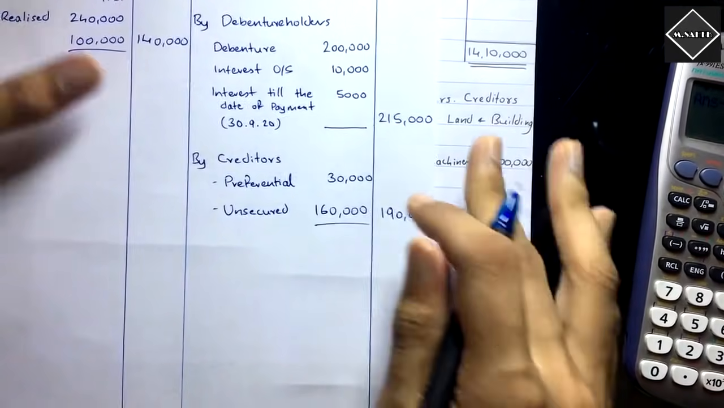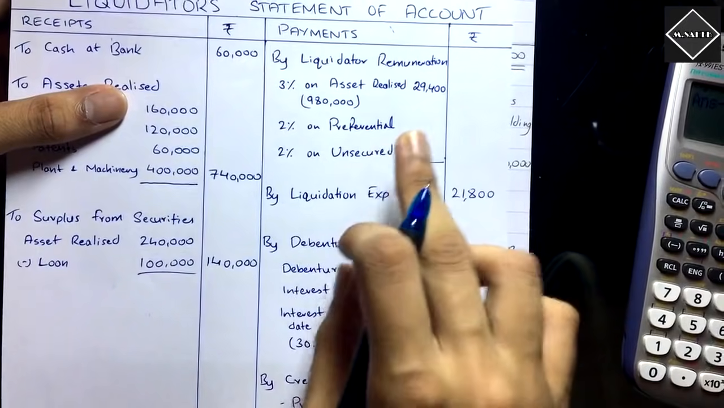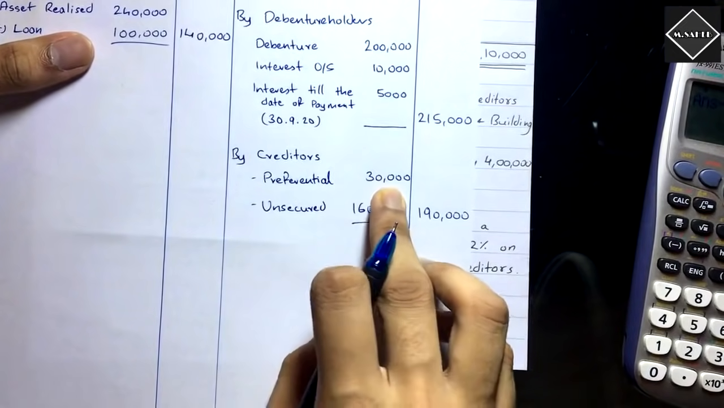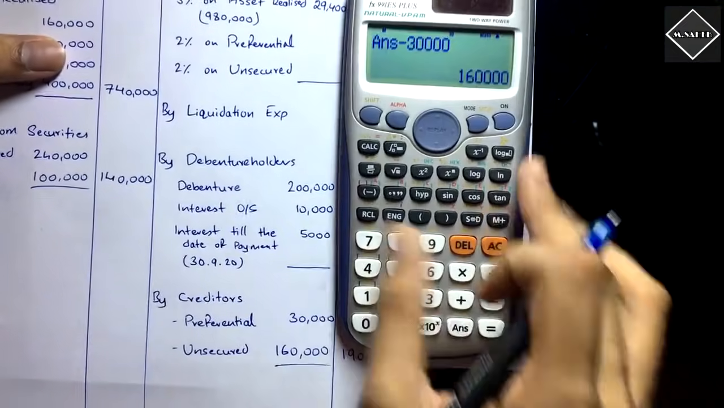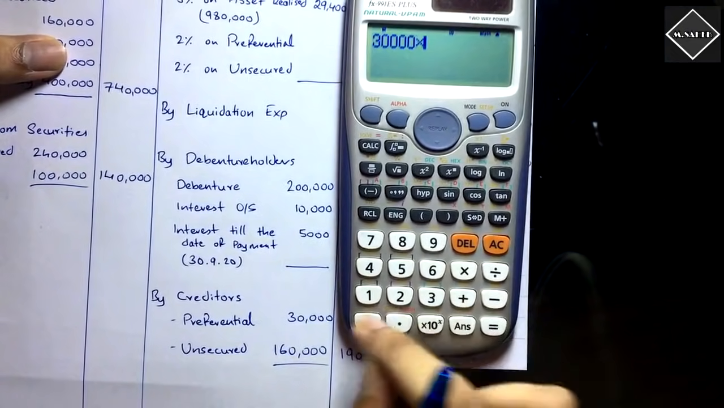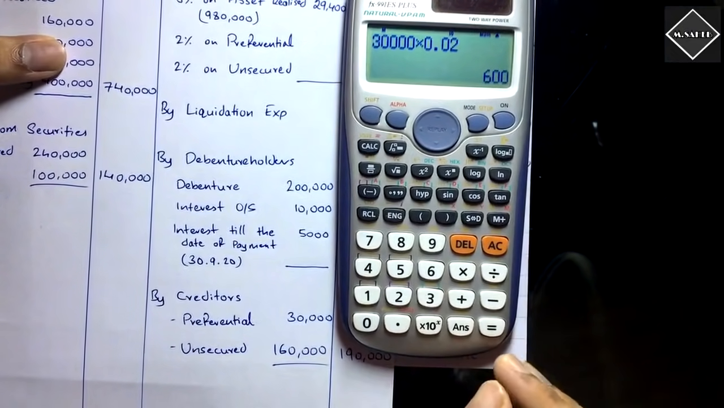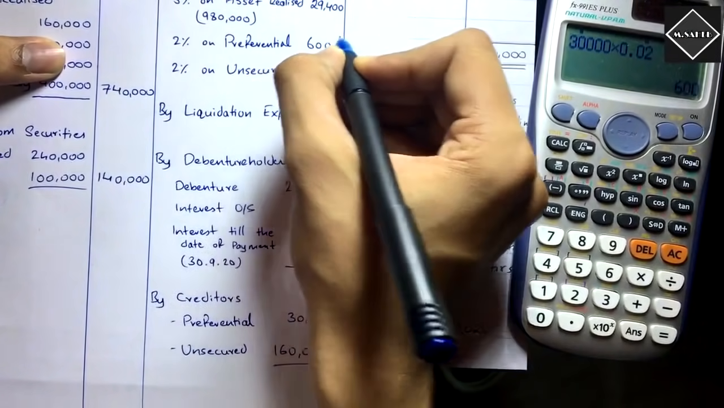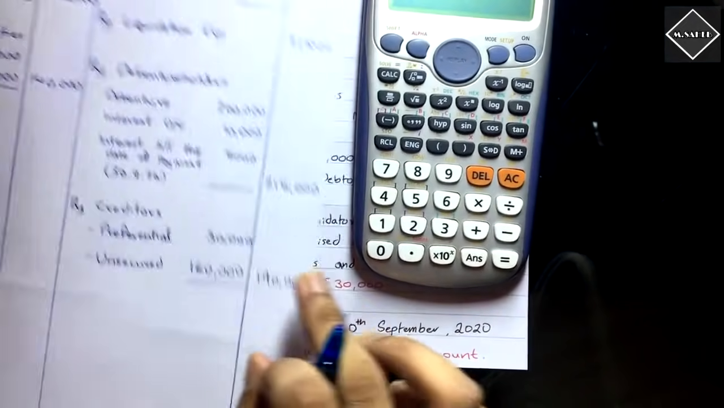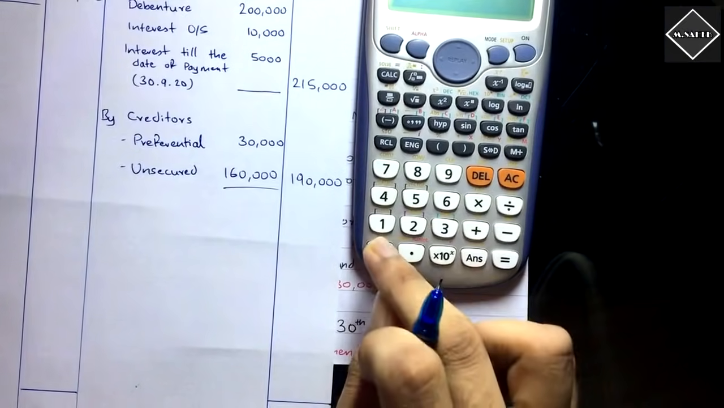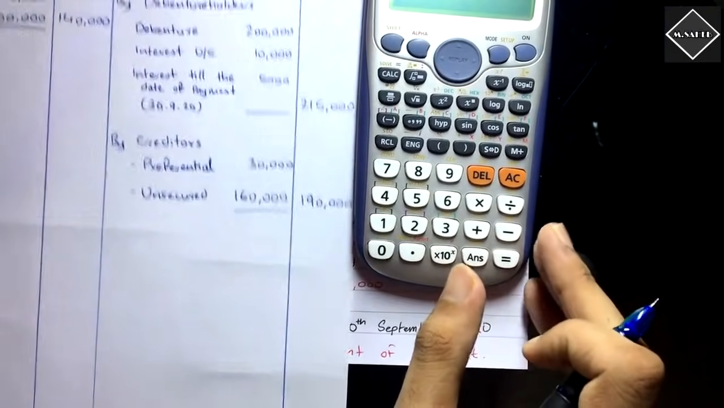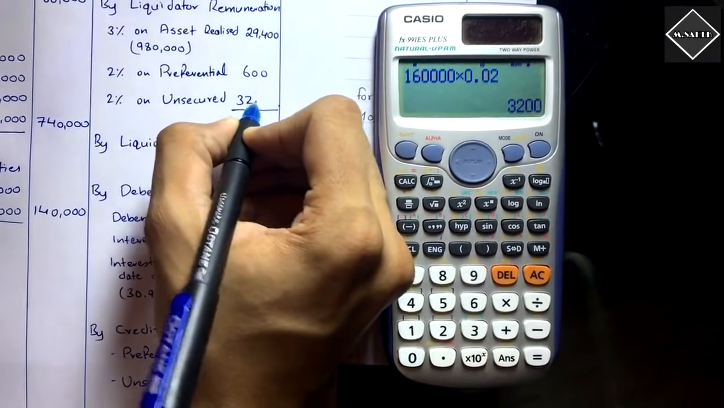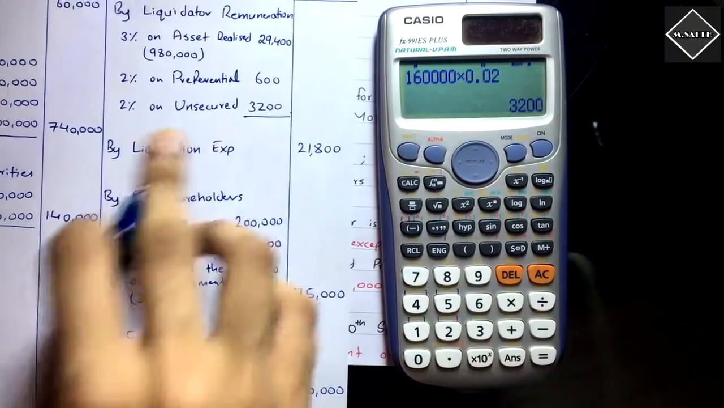Now you have to give the remuneration to the liquidator. You have to write that down. So let's write that down. See here, 2% on preferential creditors, which was 30,000. So 30,000 into 0.02, that is 2%, is equal to 600. So 600 is the commission on preferential creditors. And then on unsecured, what was the payment to unsecured? 160, right? So 1,60,000 into 0.02, the percentage of remuneration, is equal to 3,200. Yeah, 3,200 would go to liquidator remuneration on unsecured creditors.